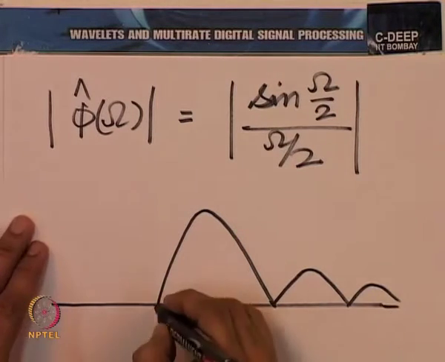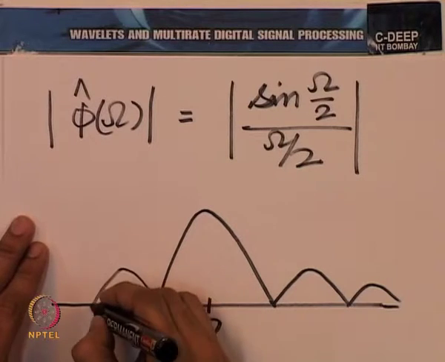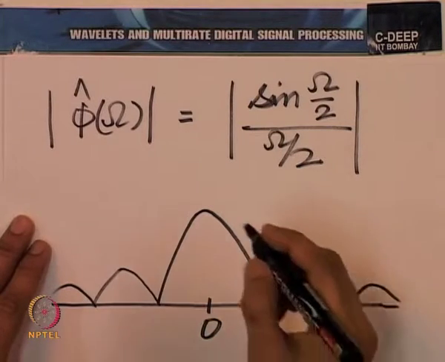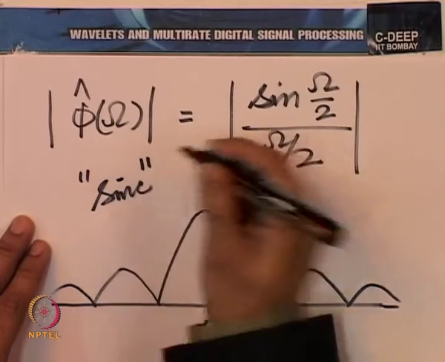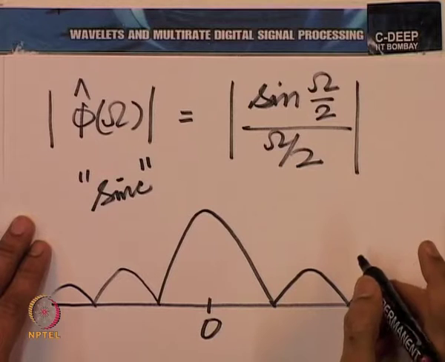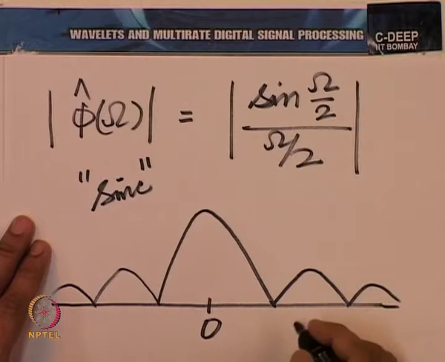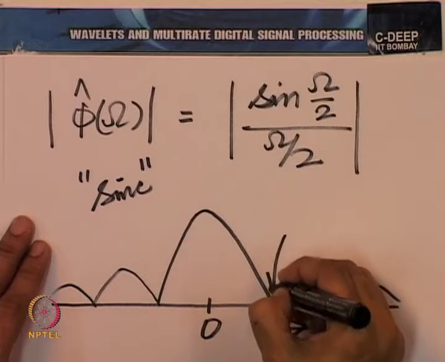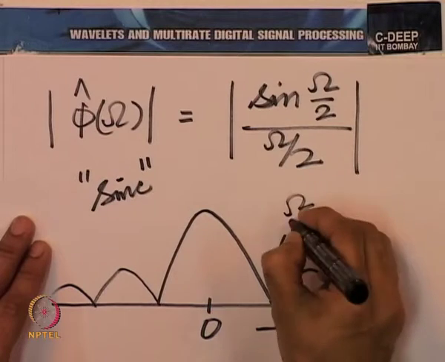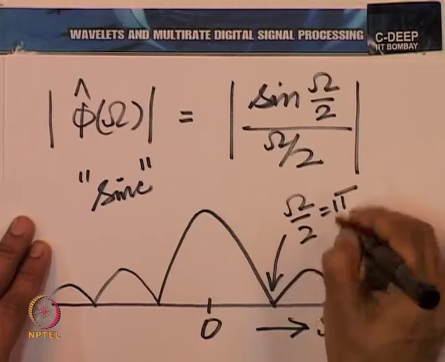This is a very familiar function to most electrical engineers. We call it the so called sinc function, the sinc pattern. People have different names for it. They call it the sampling function, the sinc function, and whatever other names. Anyway, this is the point where omega by 2 is equal to pi or omega is 2 pi.